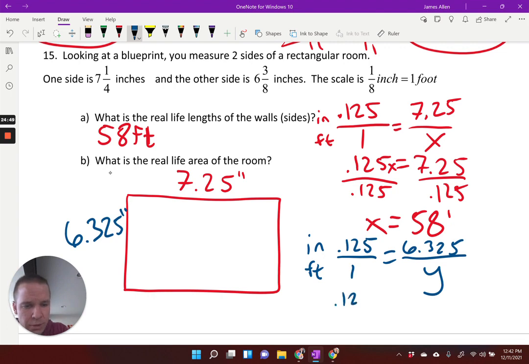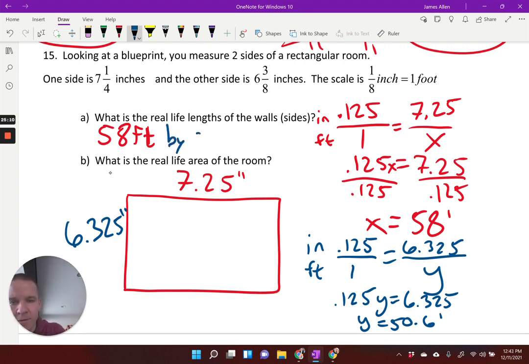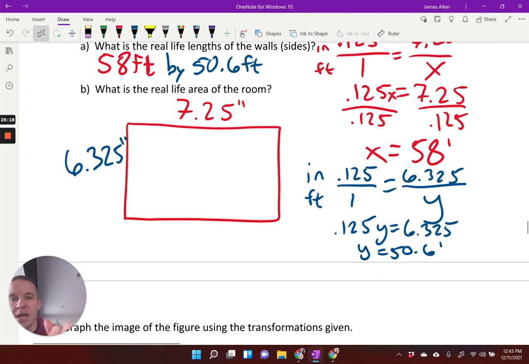So I get 0.125 y equals 6.325 and divide that by the 0.125 and I get 50.6 feet. Alrighty. So that's my other one, by 50.6 feet. So what are the real life lengths of the walls? There we go. Next one is what's the real life area of the room?